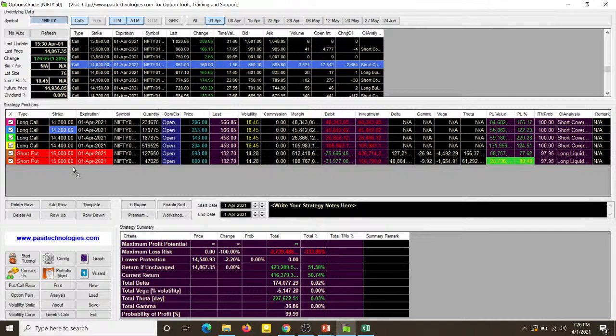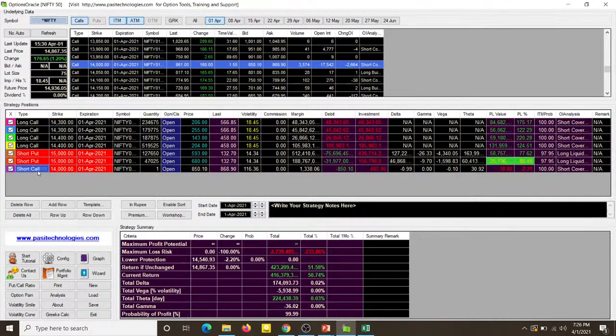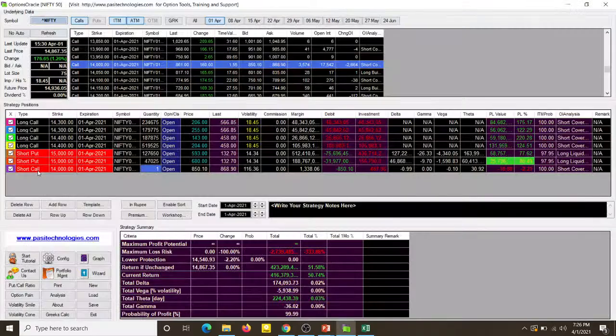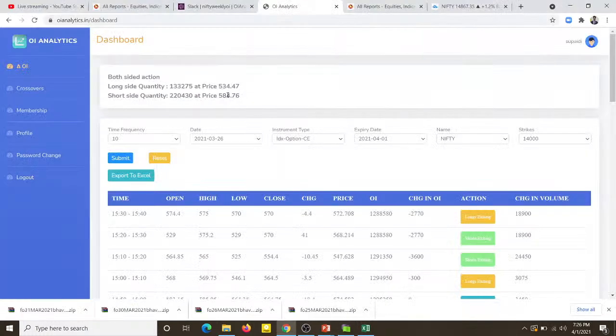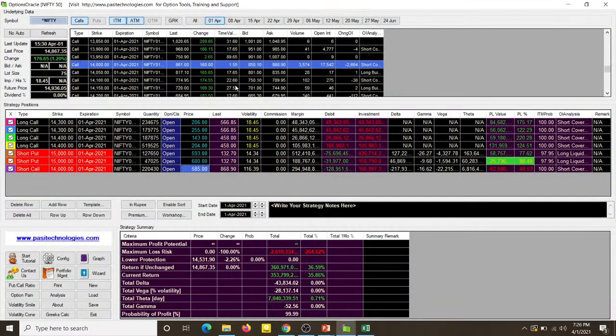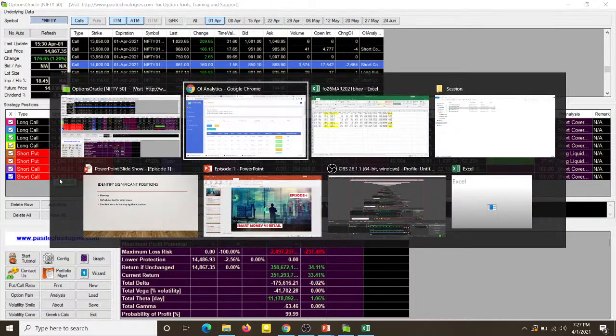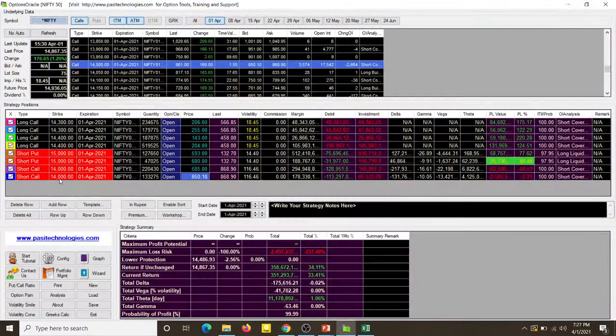14,000 call. We are going to add this short call and quantity 220,430, 585, correct? And 133,275. Going to add one more time, 133,275 at 535, correct? Yeah.